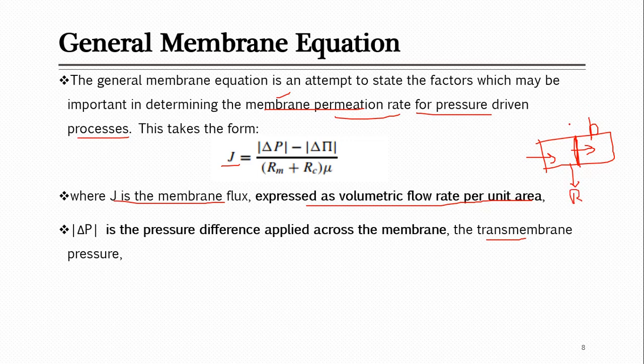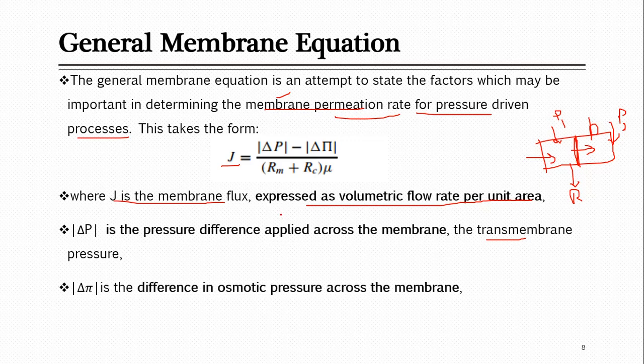So if we have a pressure, definitely there will be some pressure on this side of the membrane, and other pressure on the other side. Suppose we say P1 and P2, so that's the difference across the membrane. If you see the terminology transmembrane pressure anywhere, it means the difference in the pressure on both sides of the membrane. And delta pi is called the osmotic pressure difference across the membrane.